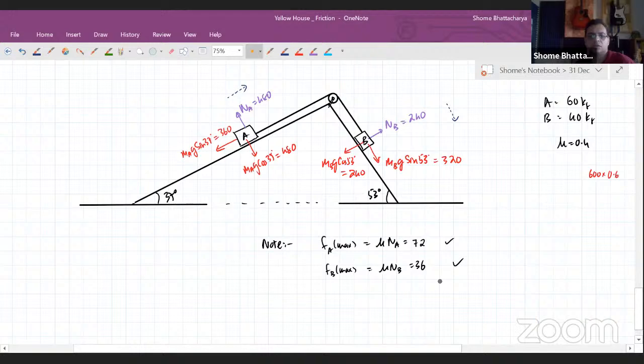Okay, so let's understand how it's going to prevent slipping. So suppose there had been no friction, then the direction of slipping would have been like this. This is the tendency to slip. It would have been like this. So friction will oppose this tendency to slip. Okay.